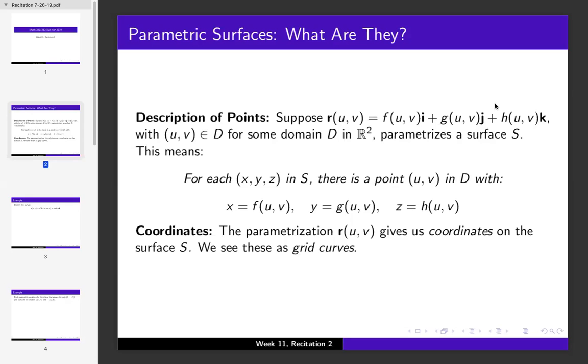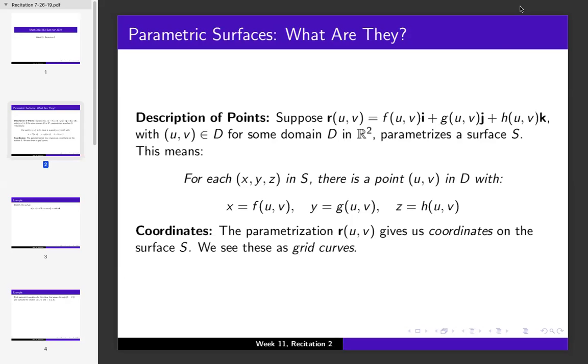And we say that that function parameterizes that surface if for every point x y z on the surface, there's some point u v in D so that x is f of u v, y is g of u v, z is h of u v. Now that might sound obvious, but it's easy to lose track of that basic fact when trying to think a little bit more about how to actually parameterize surfaces.